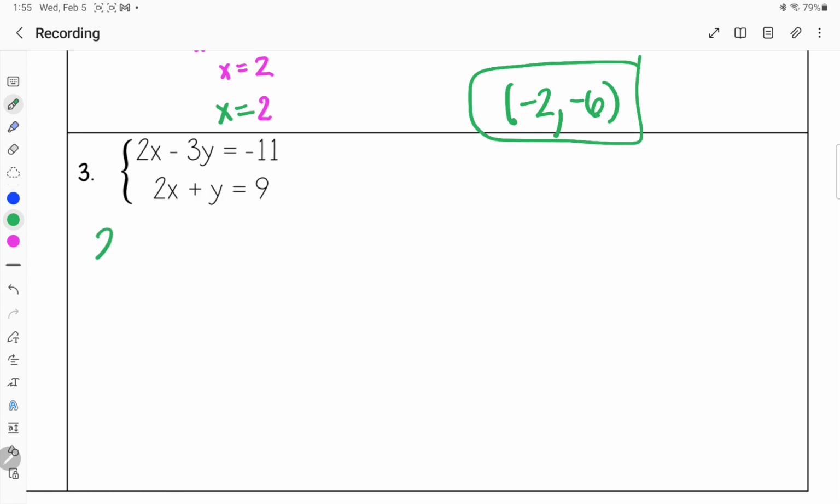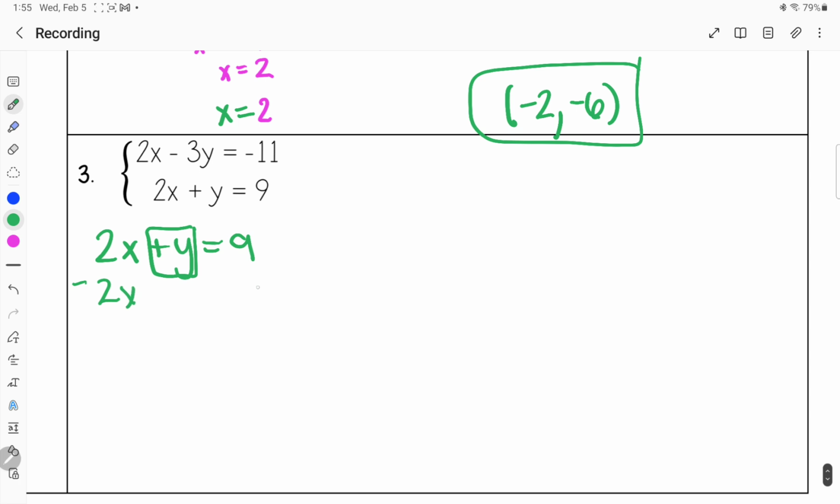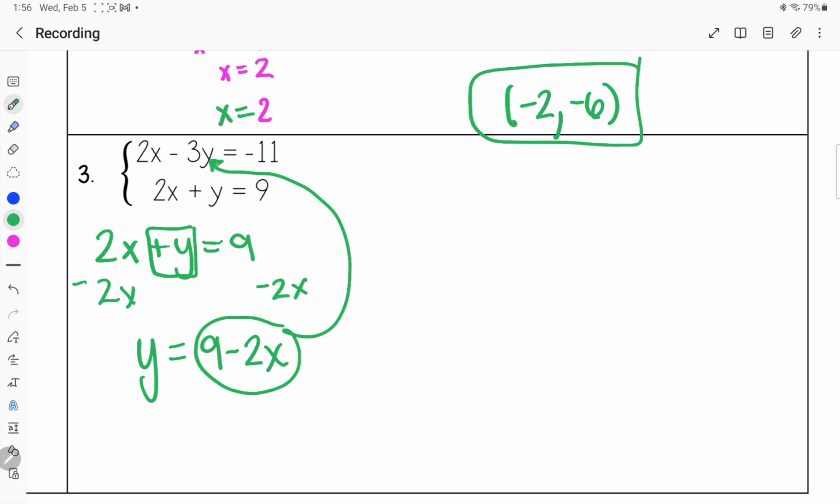There's nothing that I have to end up dividing by. So I'm going to take my second equation, and I'm going to solve for y. I want to get y alone. So I'm going to subtract 2x from both sides, which will leave me with y equals 9 minus 2x. Now I don't know the exact value of y, but I know wherever I see a y, I can replace it with 9 minus 2x. So now I'm going to retake my y, and I'm going to replace it right there.